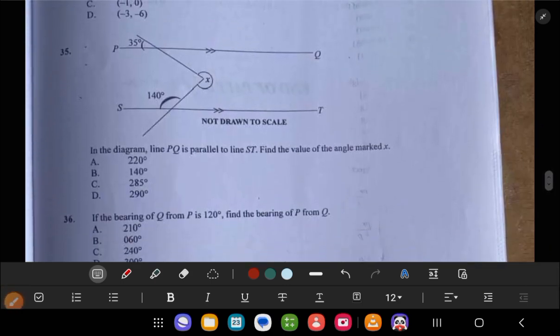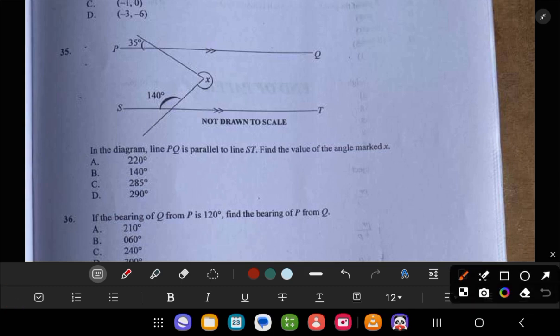Question 35. Anytime you have plane geometry, a figure like this, just draw a line through the middle. That's how you go about it. You have parallel lines. Just draw another parallel line through this 35, vertically opposite to this, and this angle also alternates with this side.